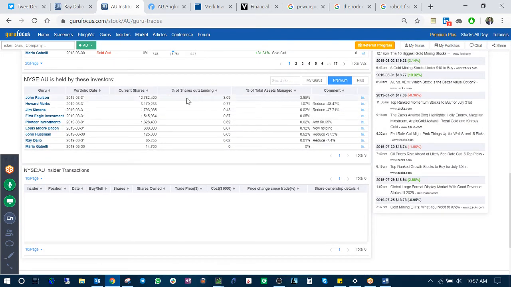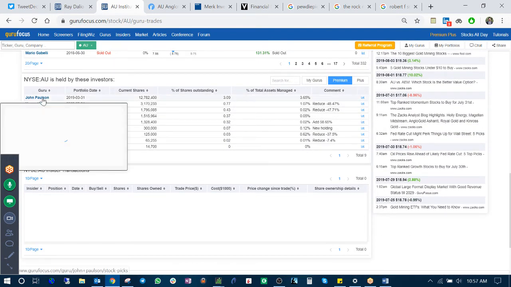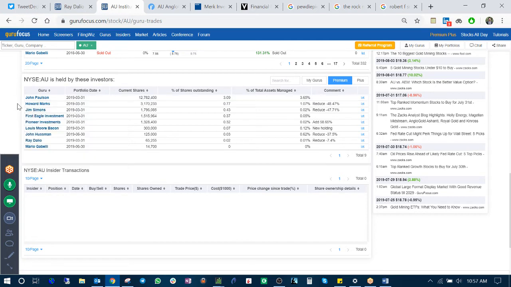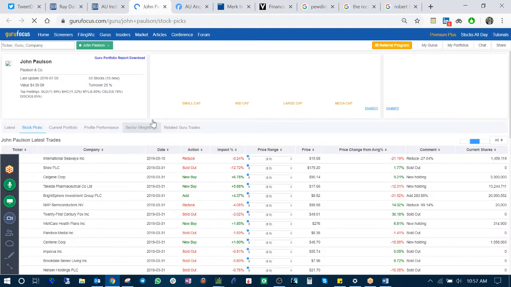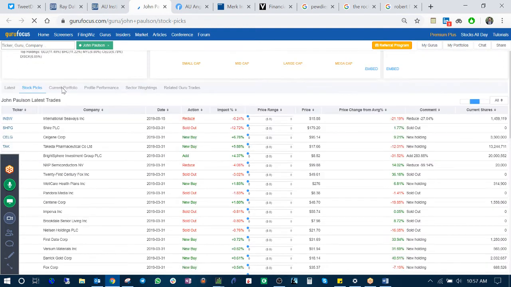John Paulson. Wow. So John's a smart guy. Howard Marks likes it. Okay, if Howard Marks likes it, and he's a value investor, this one looks pretty good. Louis Moore Bacon, Ray Dalio, First Eagle, Jim Simons, and so forth. The biggest one would be the 3% holder right here, John Paulson. So let's look at his portfolio and see what other gold positions he has. Let's see, so current portfolio.